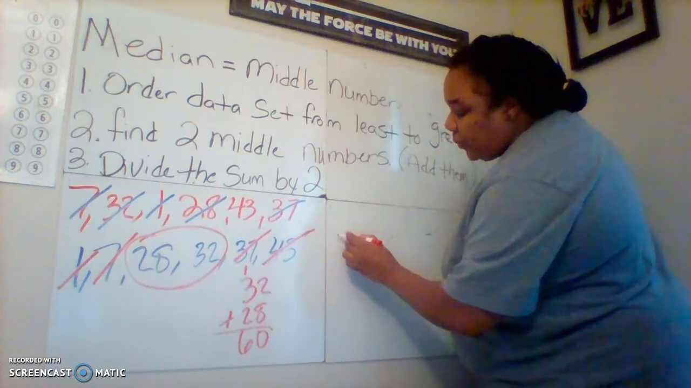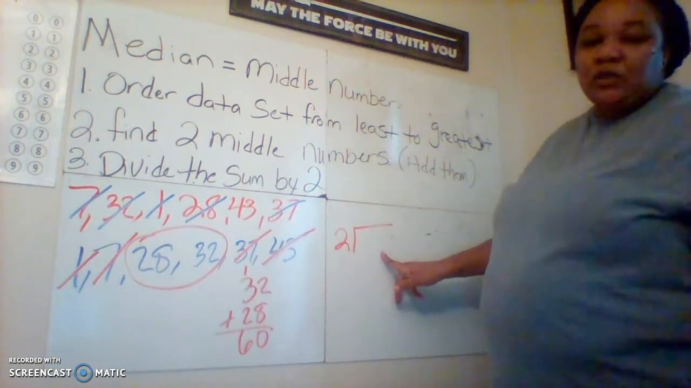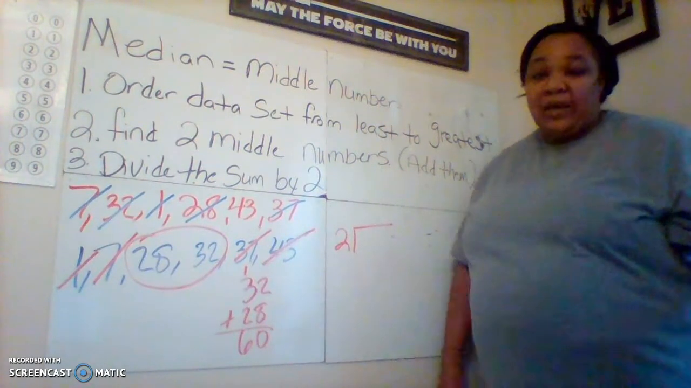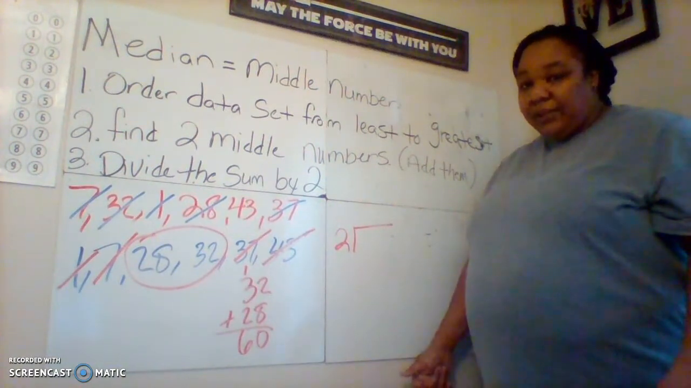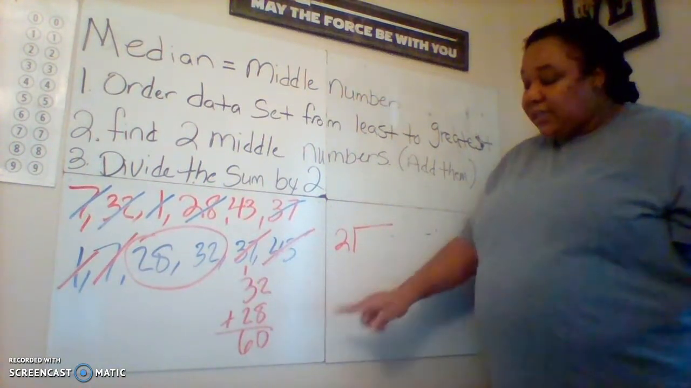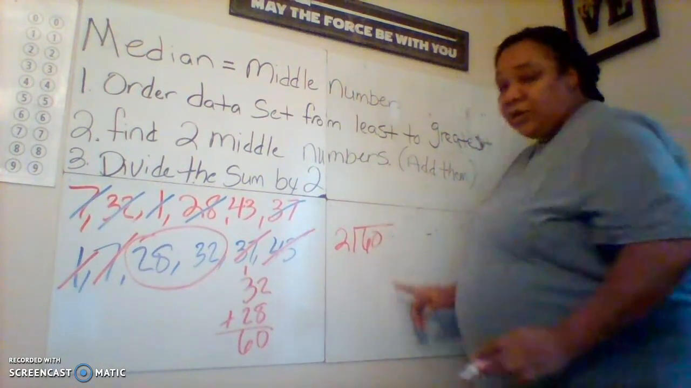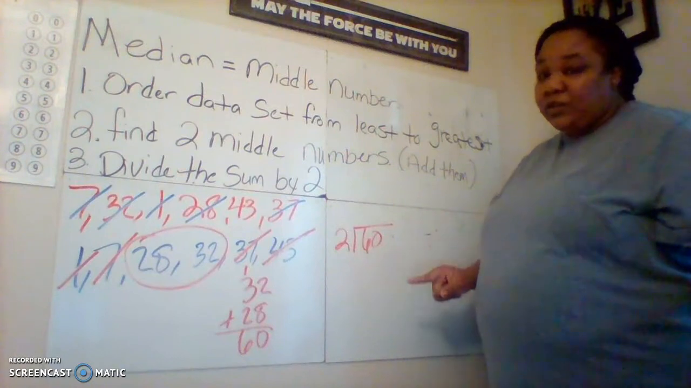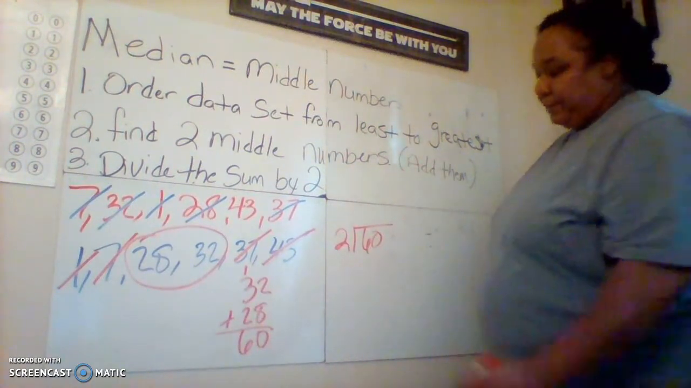Now some of you guys are already hip to it, and you're like, oh, I already know that number. But I still want you to go through the process. If you have a calculator, make sure your 60 goes in first, hit your division sign, hit your 2, and hit your equal sign, okay?